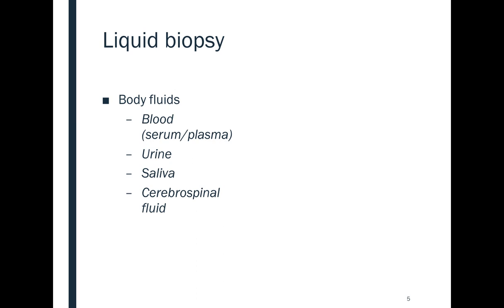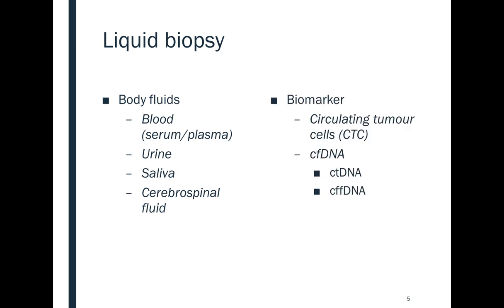What is liquid biopsy? It is the sampling of body fluids like blood, urine, saliva, and cerebrospinal fluid to analyze specific biomarkers. Circulating tumor cells, or CTCs, originate from a primary tumor and may, over the blood circulation, constitute seeds for development of additional tumors in distant organs. CTCs are very rare and difficult to enrich. CTCs are not routinely used in tumor diagnostics at the moment.